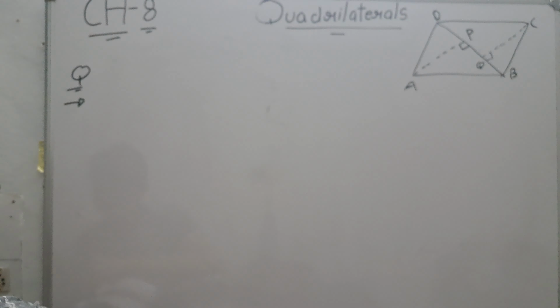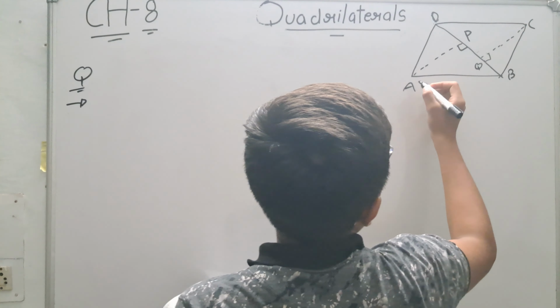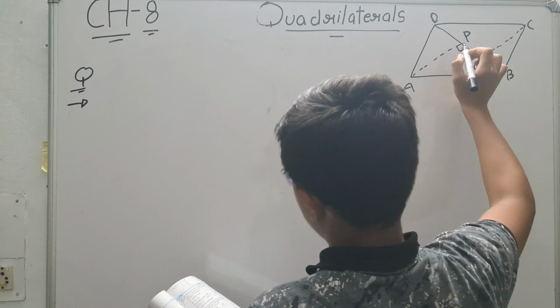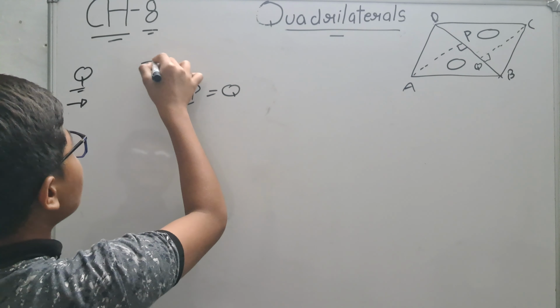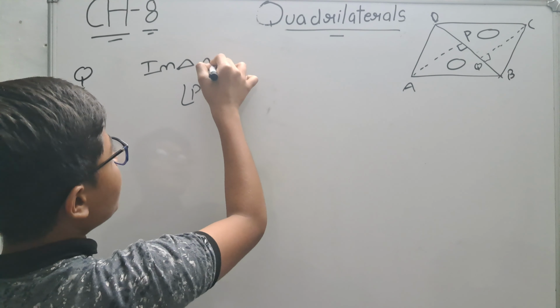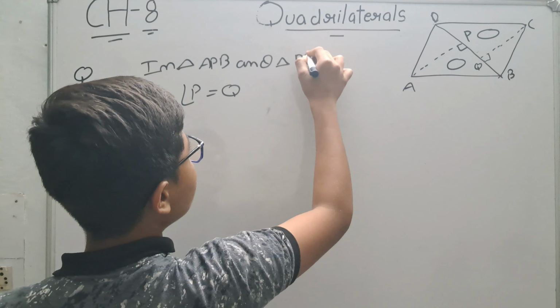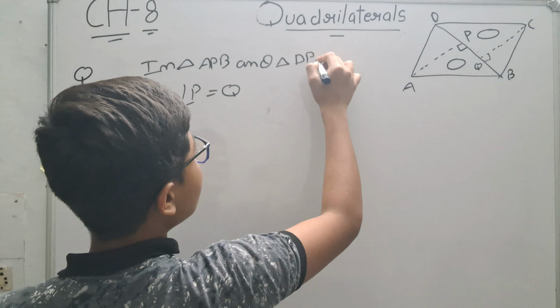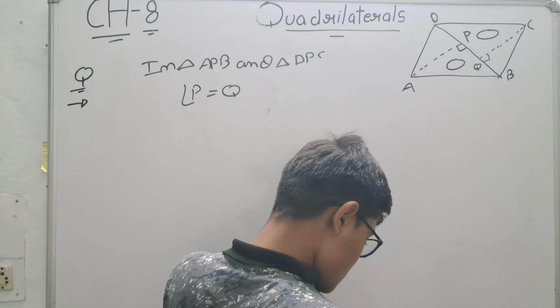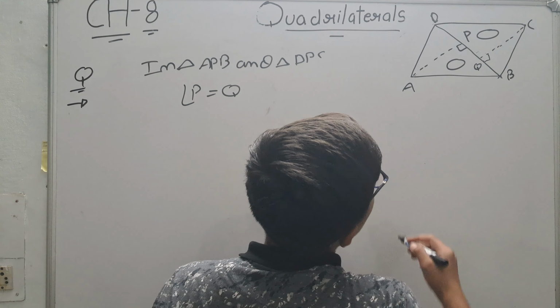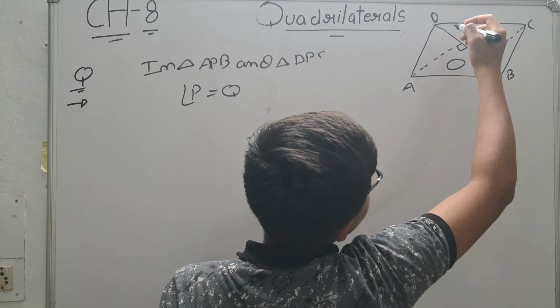They have said we have to prove the triangles congruent: triangle APB and triangle DPC. First of all, we can see that angle P is equal to angle Q in triangle APB and triangle DPC. Now I can see that AP is equal to DP, and QB.